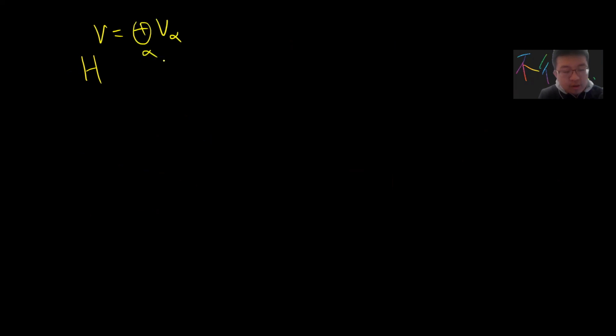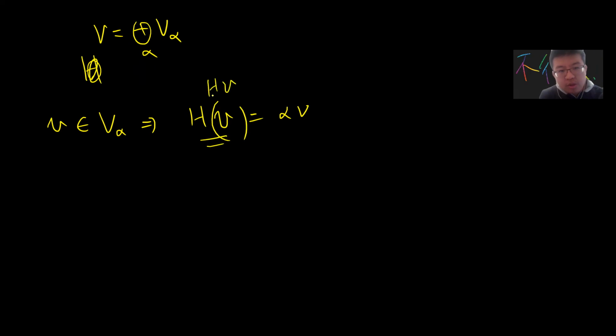X on this V alpha, right? Let's say, and I define: if V belongs to V alpha, that means that H on V will be alpha V. Okay, so now what I'm saying is that suppose this V is your representation. So now H becomes some abstract n by n matrix, where n is the dimension of V. Okay, so let's assume that this is our representation, and alpha is the eigenvalue of H.